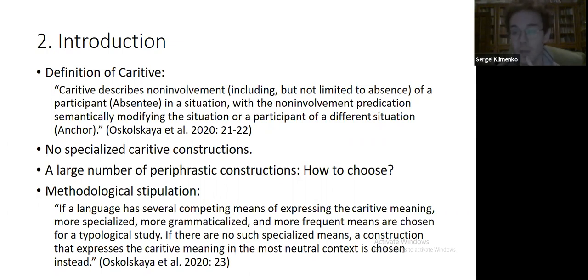Using the methodological stipulation suggested by Skolsky and others, if a language has several competing means of expressing the caritive meaning, for a typological study, we would use a more specialized, more grammaticalized, and more frequent construction or constructions. So there are no specialized constructions, so we should focus more on the more grammaticalized and more frequent parts of this stipulation.